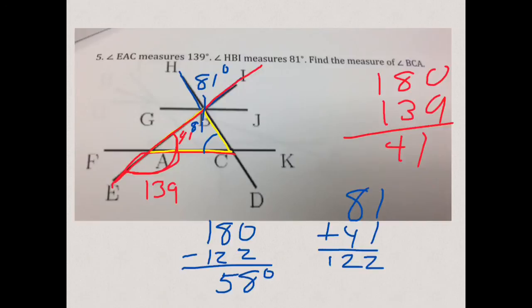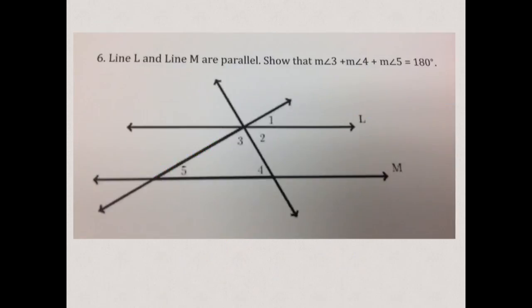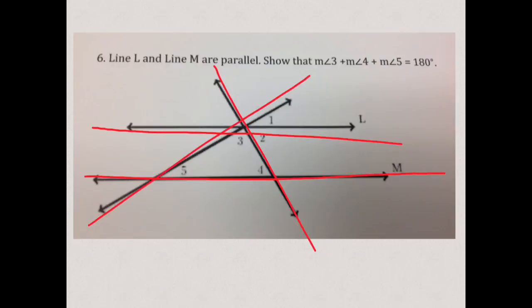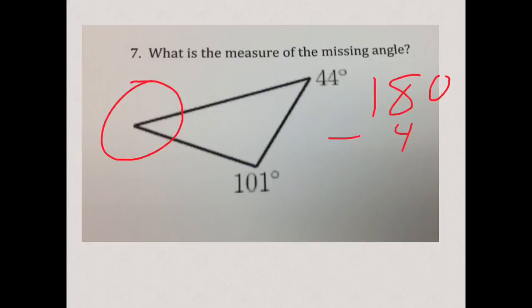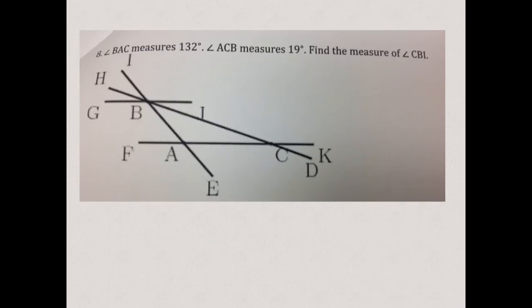So it might look intimidating because there's so many lines, but really you just have to look and say what's parallel. Well, like on this problem, these two lines are parallel. These two intersect. Okay? And then this one's very simple. What is this? Well, 180 minus 44 minus 101. And then what's left over is this angle, class.